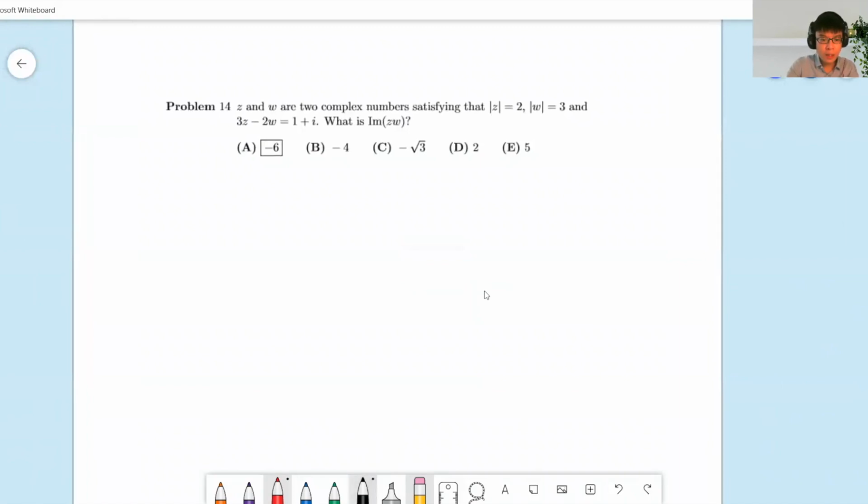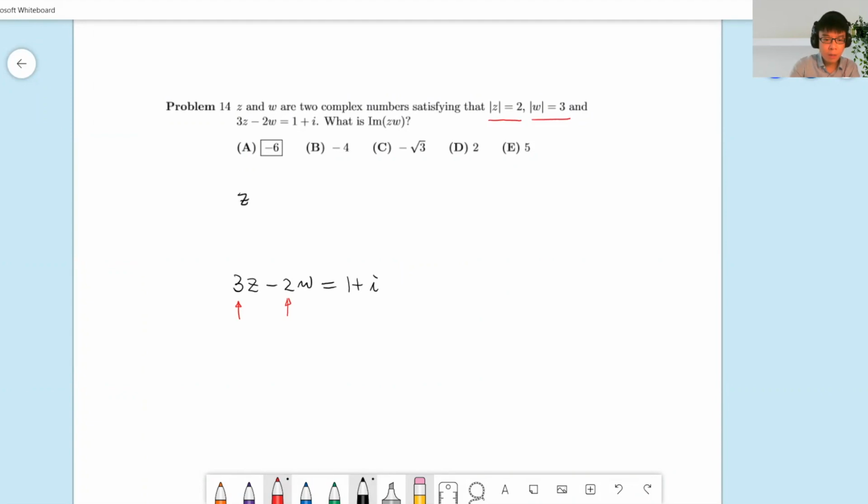study this 3z and the 2w. This coefficient matters. It's related to their modulus. 3z minus 2w equals 1 plus I. So we pay attention to this 3 and this 2 because that's closely related to the modulus here. Let's try to plug in.